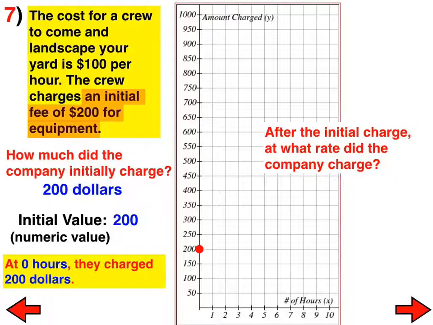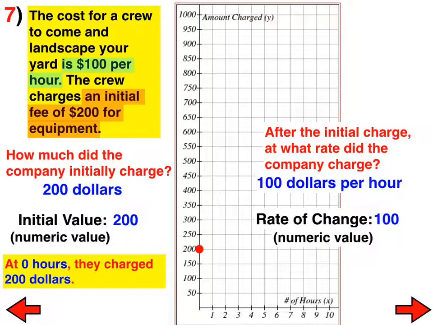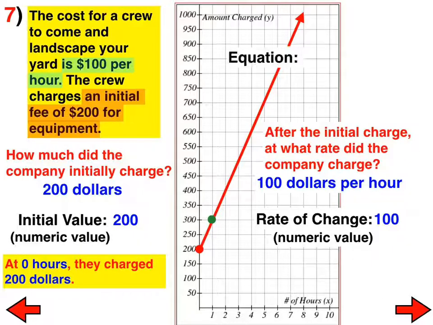After the initial charge, at what rate did the company charge? That is $100 per hour. As a numeric value, that is 100. And then that will help us find the second ordered pair, vertical length of 100, horizontal length of 1, and then we can create our ray or our line, and that results in the equation y equals 100x plus 200.